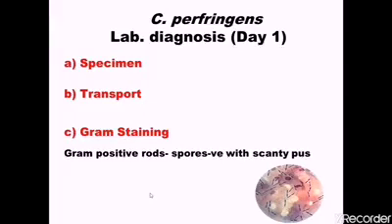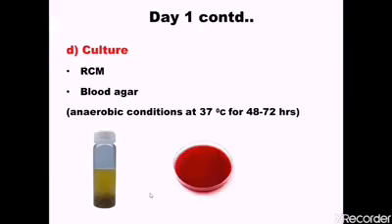Gram staining shows gram-positive rods with spores negative, and there is scanty pus. Why? Because lecithinase damages the neutrophils or WBCs, so there is scanty pus. This is also known as dishwater pus, which is much thinner. Scanty pus and absent spores are suggestive of gas gangrene. You can culture this on Robertson cooked medium and blood agar. Provide anaerobic conditions at 37 degrees centigrade for 48 to 72 hours.